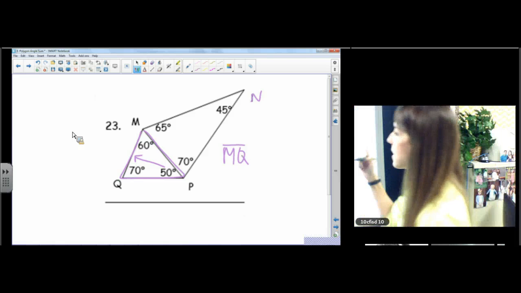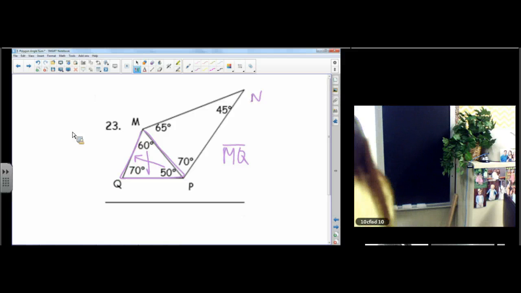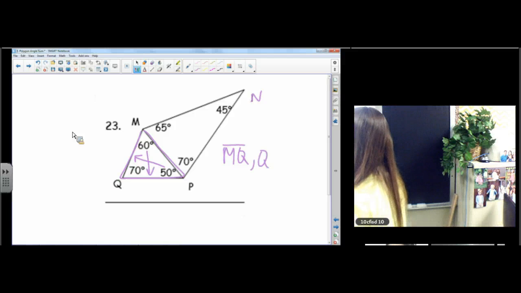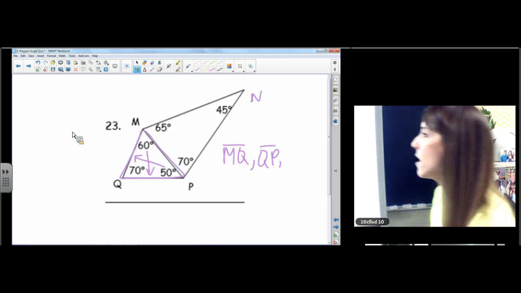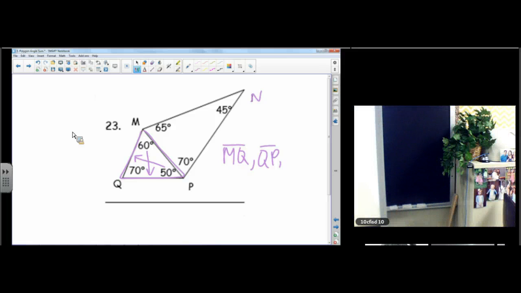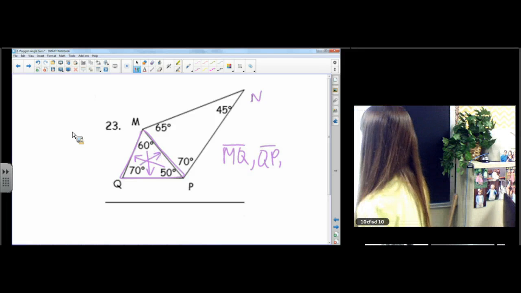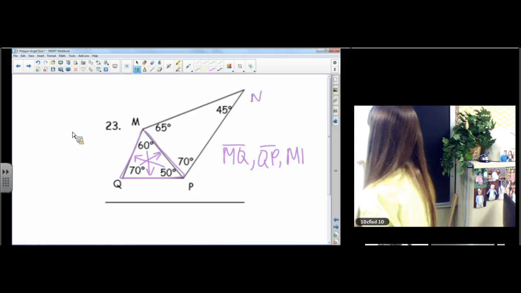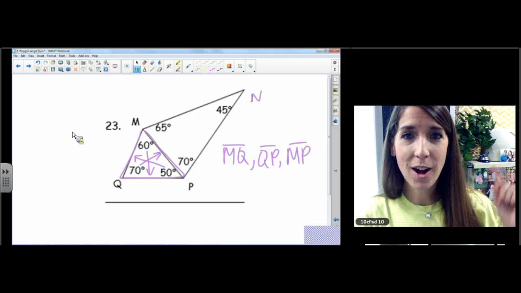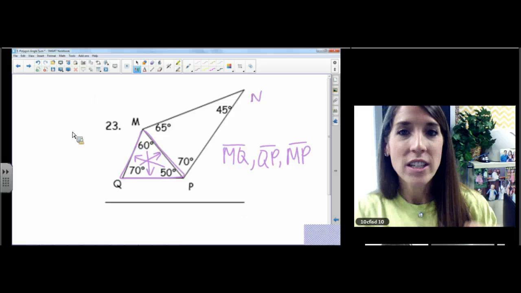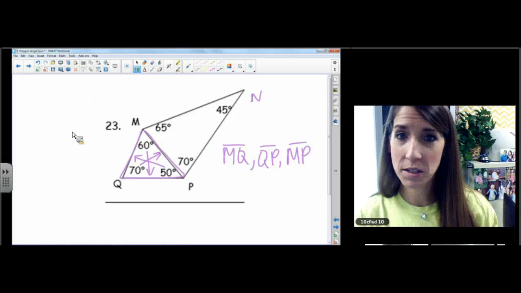The next side would be across from 60. That would be our medium side, QP. Remember, the order doesn't matter. And the largest side would be across from 70, MP. Now what we want to happen is we want the largest side of one triangle to be the smallest side of the other, or else we're in trouble.